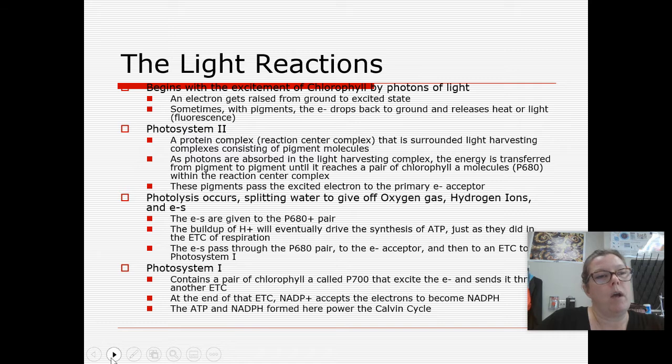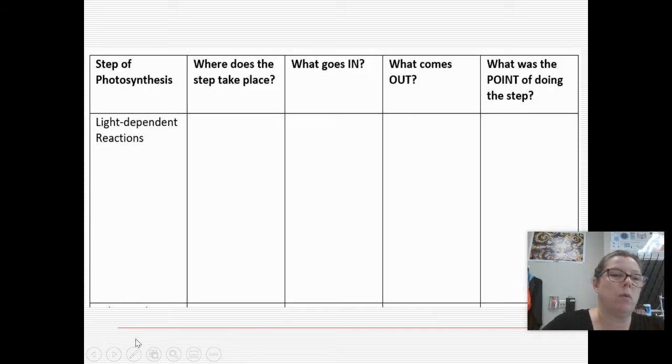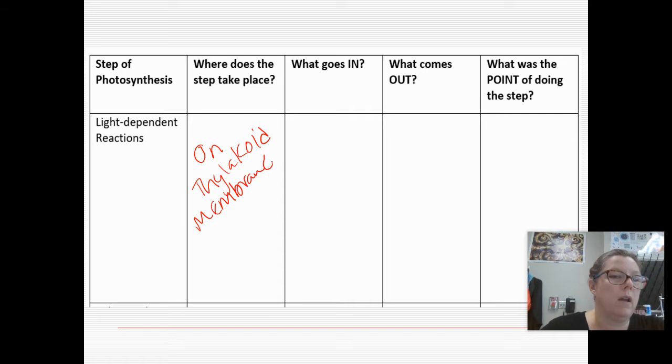So a word about these reactions first before we get started. Let's start with where they take place. Again, this is on the thylakoid membrane. And I mentioned that this is going to start with photolysis of water.